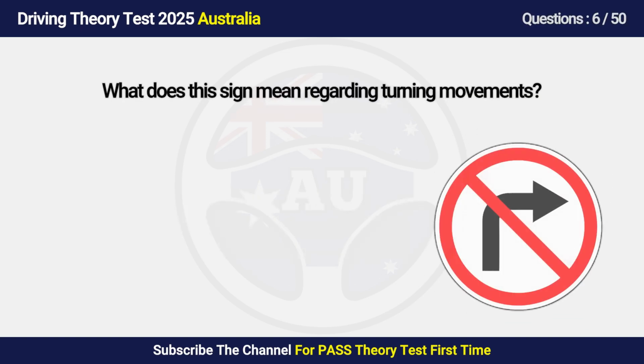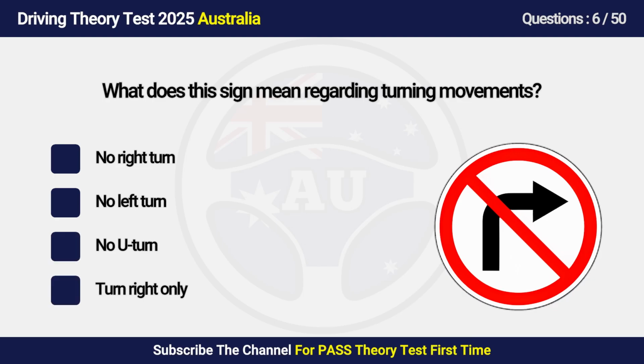Question 6. What does this sign mean regarding turning movements? A. No right turn. B. No left turn. C. No U-turn. D. Turn right only.